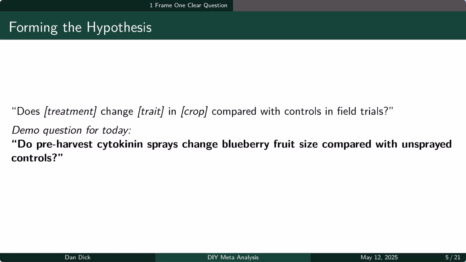Really, you have to form a hypothesis before you can even start to look for research papers that have the information. A very simple template that I came up with was just: does treatment change trait in crop compared to controls in field trials? So the demo question for today is: do pre-harvest cytokinin sprays change blueberry fruit size compared with unsprayed controls?